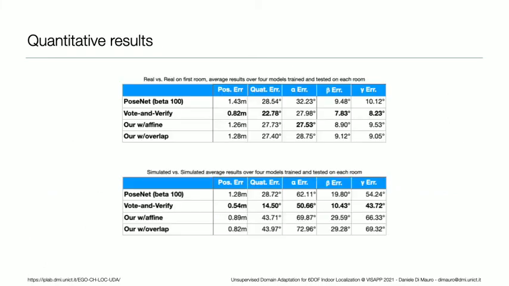In these 2 tables, we show our baseline, obtained training and testing methods on a single domain with supervision. The first table reports results on real data, while the second reports results on simulated data. In the tables, we show average position error, average quaternion error, and average Euler angle error. We can see that the best results with supervision are obtained using the classic image retrieval methods.